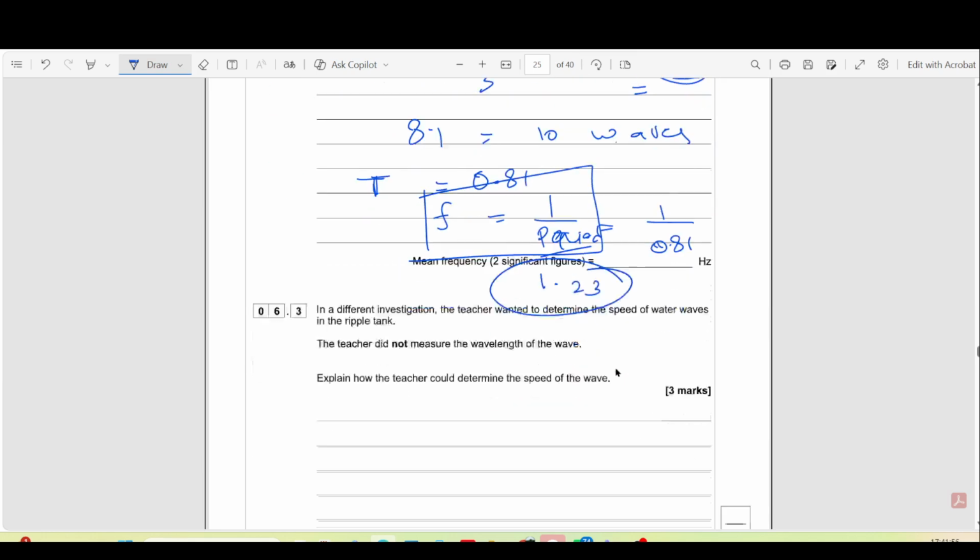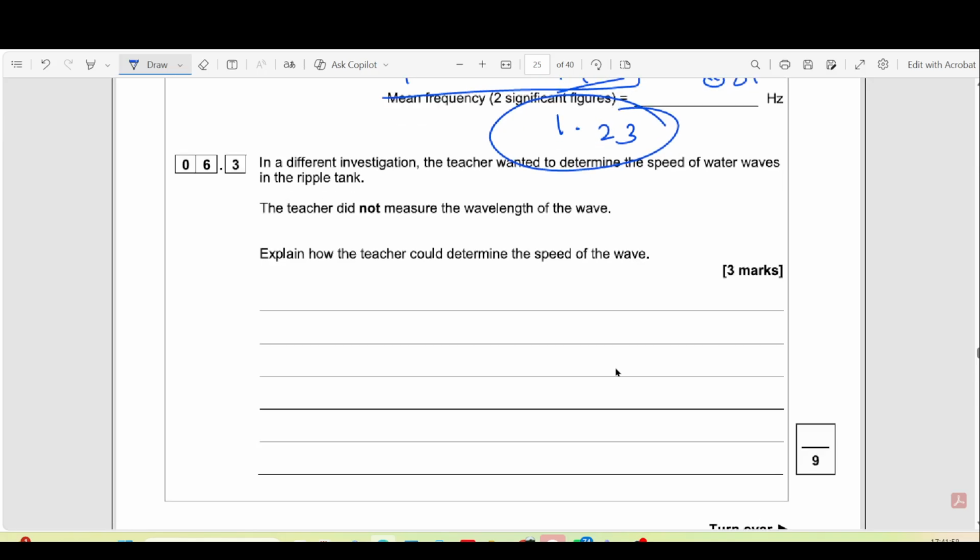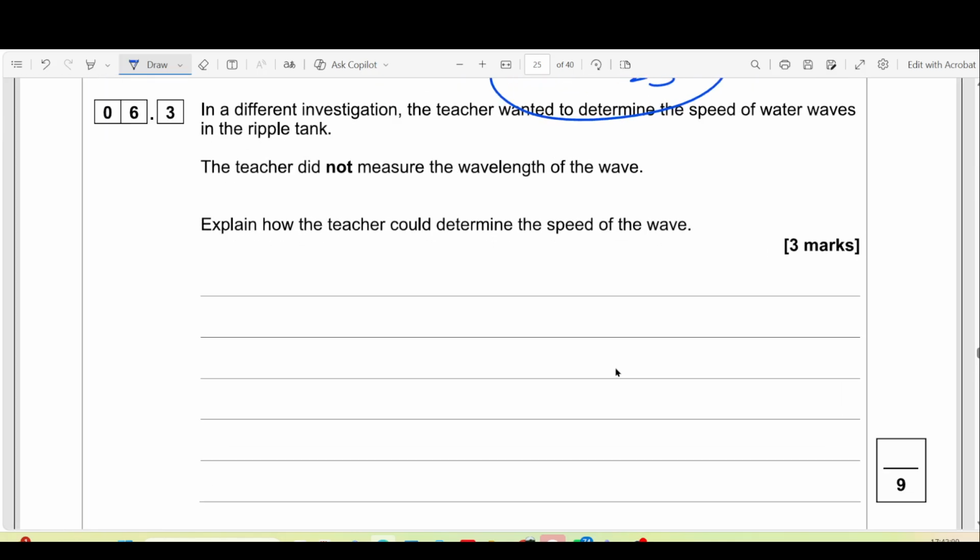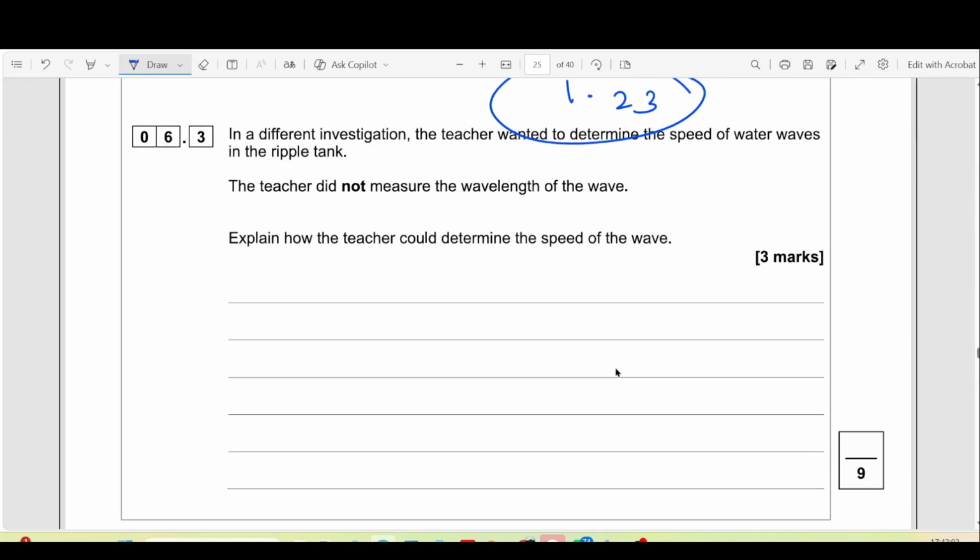In a different investigation, the teacher wanted to determine the speed of water waves in the ripple tank. The teacher did not measure the wavelength of the wave. Explain how the teacher could determine the speed of the wave. The teacher did not measure wavelength.